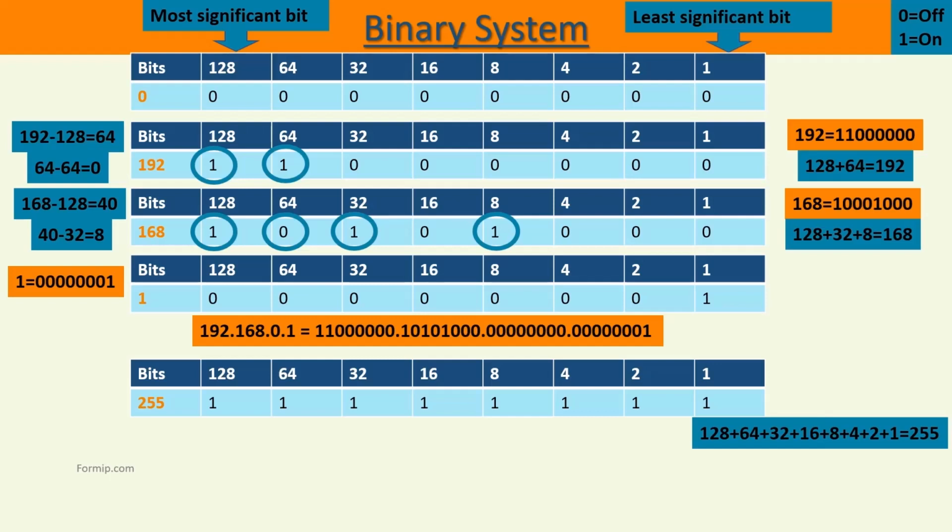The number 255 is the largest number we can have with 8 bits. As you can see, every time we add a bit, the decimal value doubles. These are called powers of 2.